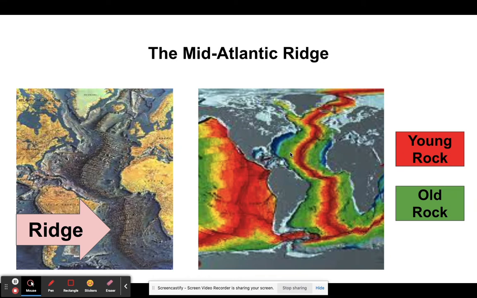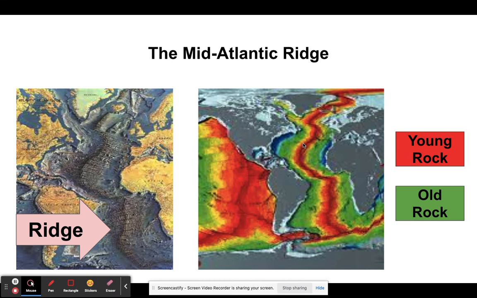Okay, like I said, here's the ridge. Here's like that spine that goes right up the middle of the ocean. It's the reason these continents have all spread apart, because it's pushing them away from the middle. And here's the age of the rock. So red equals young rock, and the green and blue equals the older rock. Notice how right here at the ridge, it's super young.